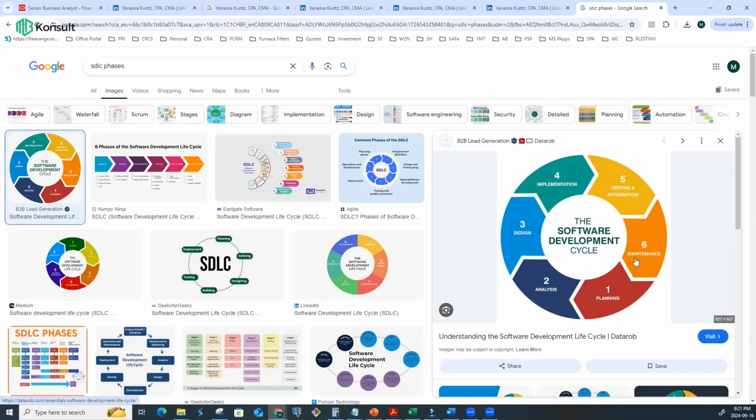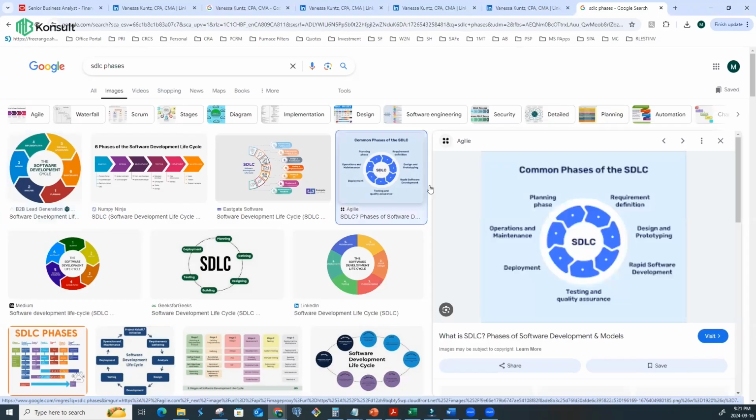You understood the sequence. Again, like I said, you look at this one here. If we just click on this one, you see it starts from here. Requirement definition, that's like planning. There's even planning here. So planning, analysis, design, implementation, testing, deployment, operation and maintenance, which was what you were saying at the end.